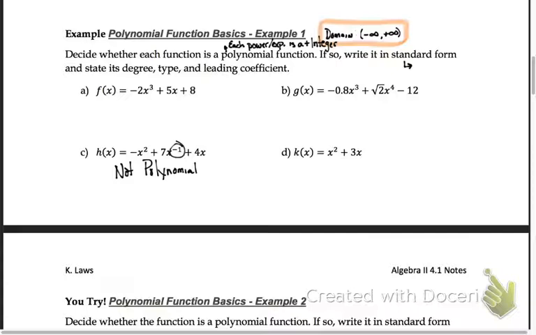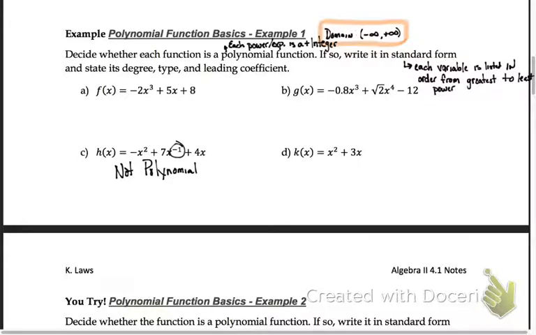Now, whenever we write it in standard form, what it means to be in standard form is that each variable is listed in order from greatest to least power.